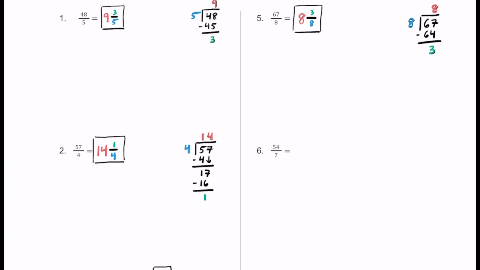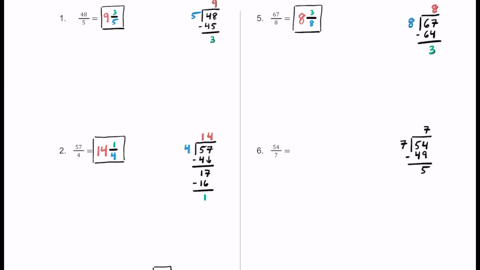Okay. For number 6, we have 54 over 7. So very similar to the last one. So do we know our 7 times tables? Well, I know 7 times 7 is 49. I think that's as close as you can get to 54. So we're going to subtract 54 minus 49, that's going to be 5.